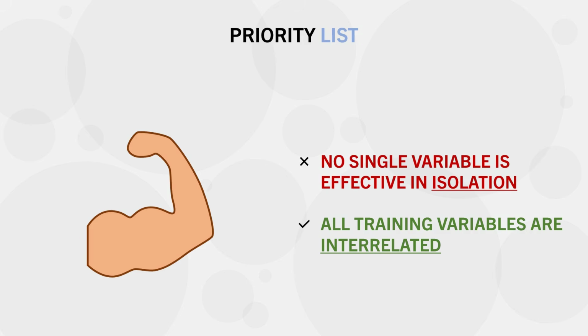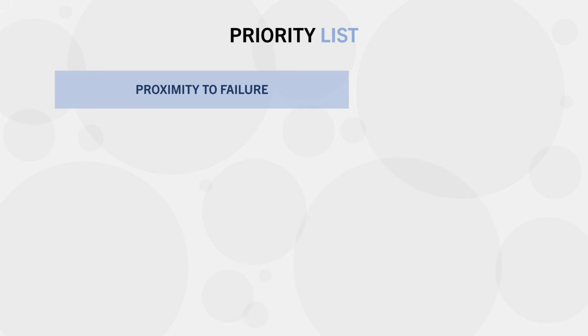First on the list, I have put proximity to failure. I believe this is the most important variable for hypertrophy training.